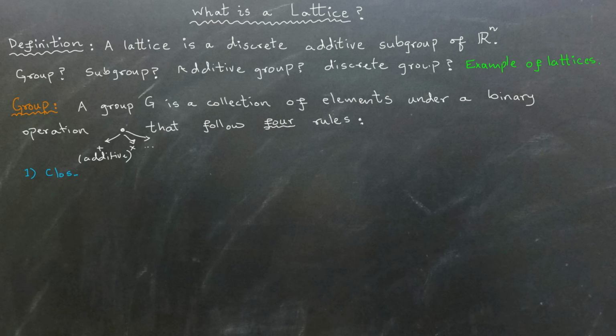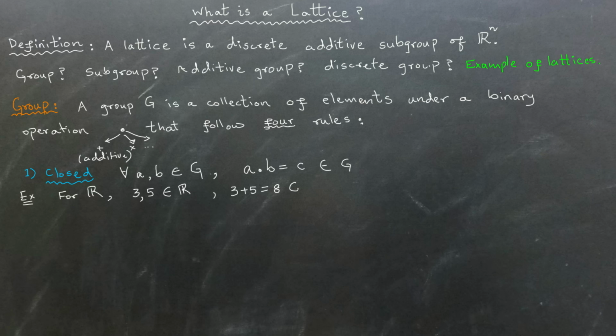First, the group must be closed under the operation. This means for any elements A and B in the group G, when we apply the operation O to them, the result C must also be in the group. For example, if we take two real numbers 3 and 5 and we add them, then their result, in this case 8, is also a real number. Real numbers are closed under addition.